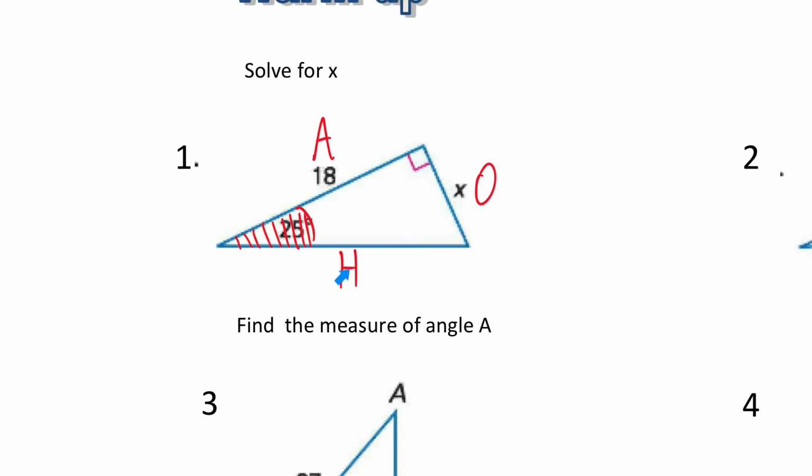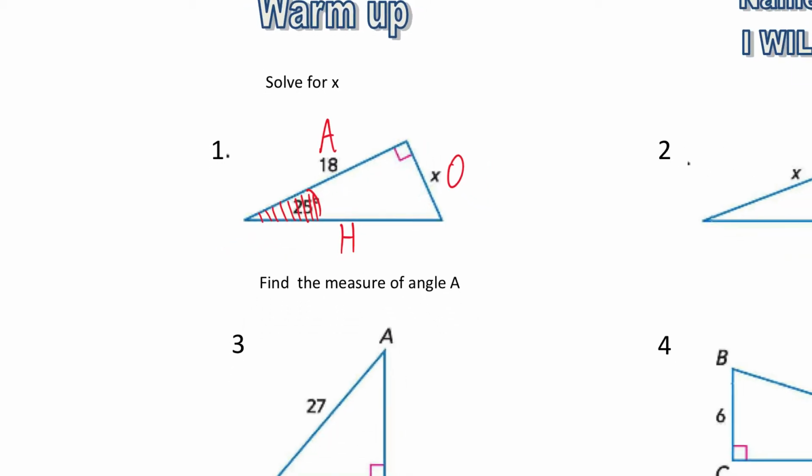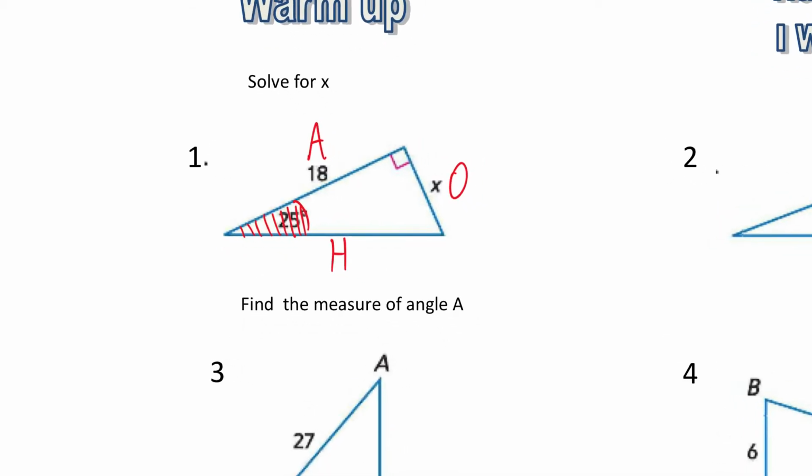So remember, the H is the hypotenuse. That's the longest side, the one across from the right angle. The A is the adjacent. It's the side right next to the angle, or the one that touches the angle. The O is the opposite. It's the side that does not touch the angle. All right, so on this one, of H, A, and O, which of those three do I not really need on this problem? The H. So throw the H out.